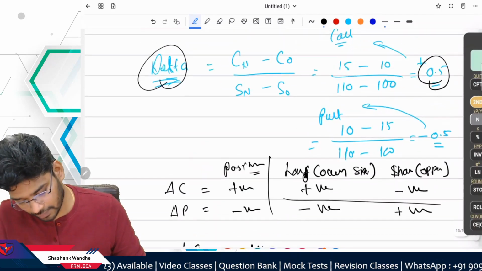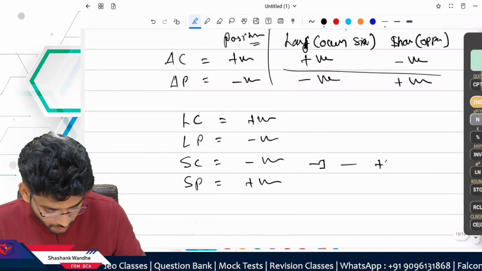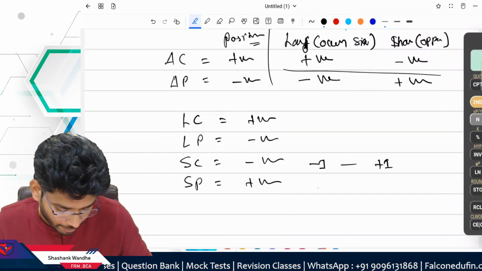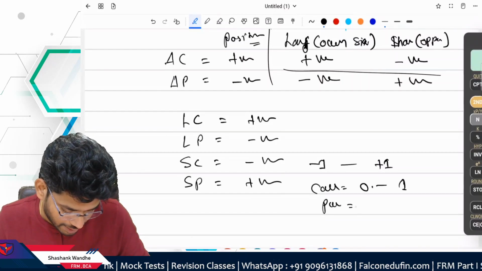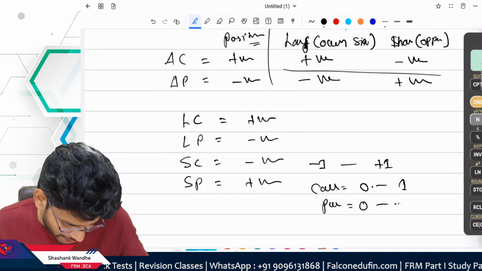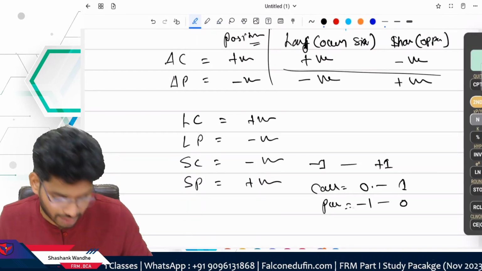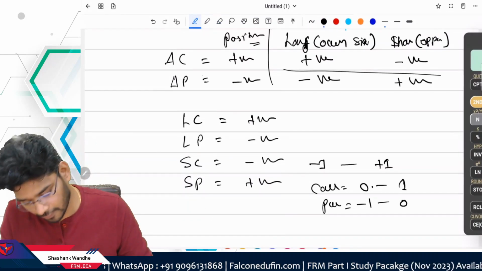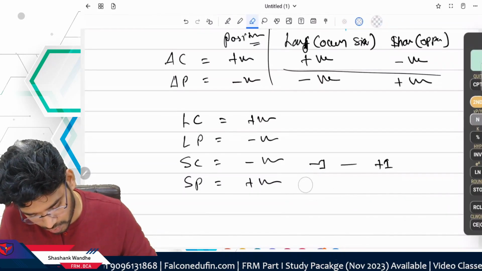Now generally, the range of delta is -1 to +1. For call option, this is 0 to 1, and for put option this is 0 to -1, or it is better if we say -1 to 0. Okay, simple. For call option this is 0 to 1, and for put option this is -1 to 0.